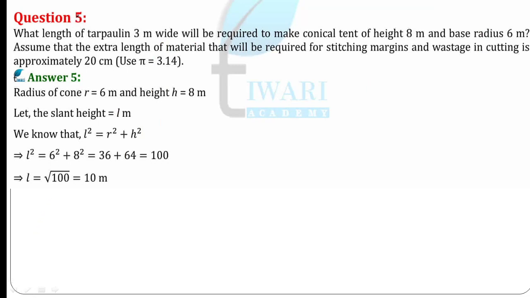Question number 5 is: what length of tarpaulin of 3 meter width will be required to make a conical tent of height 8 meter and radius 6 meter? So we have to calculate the length of tarpaulin having breadth 3 meter. Tarpaulin is in the shape of this rectangle, so this is the cloth of tarpaulin having breadth of 3 meter. You have to find the value of this length.